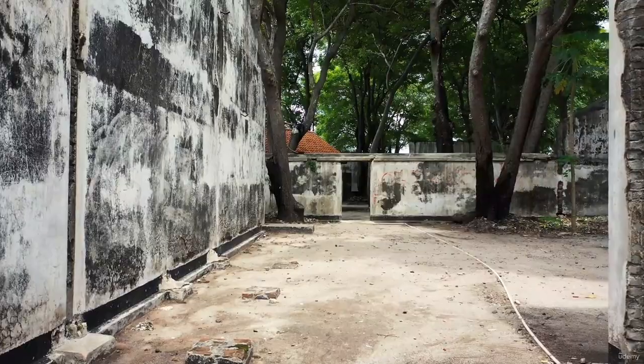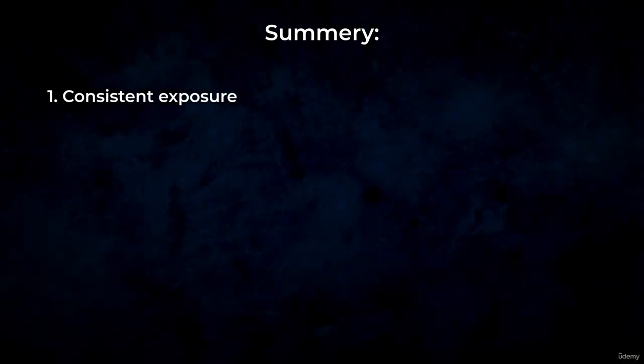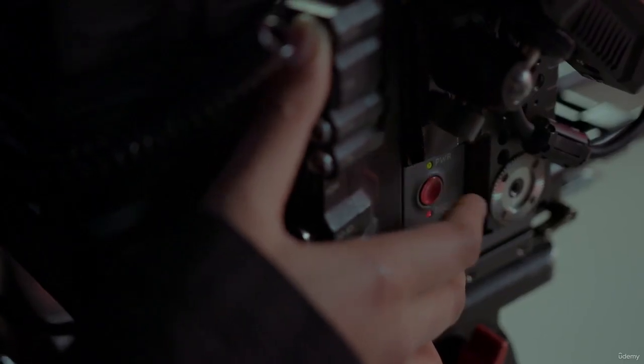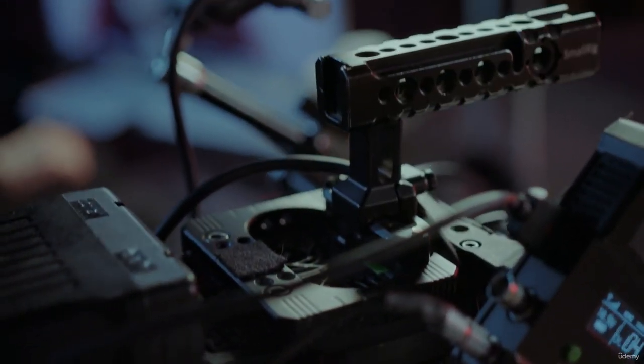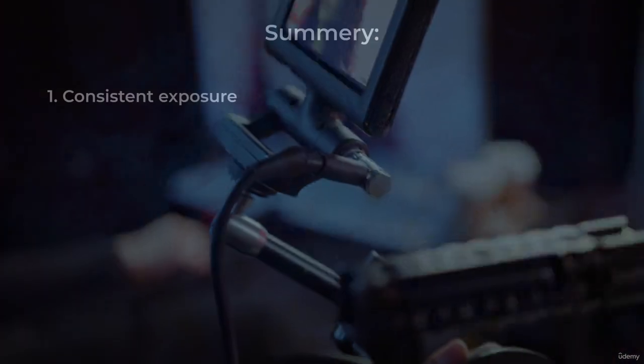As a summary, consistent exposure. It is important to maintain a similar exposure rate throughout the entire shot. This helps with tracking and ensures that the lighting matches well with the CGI elements in your scenes.